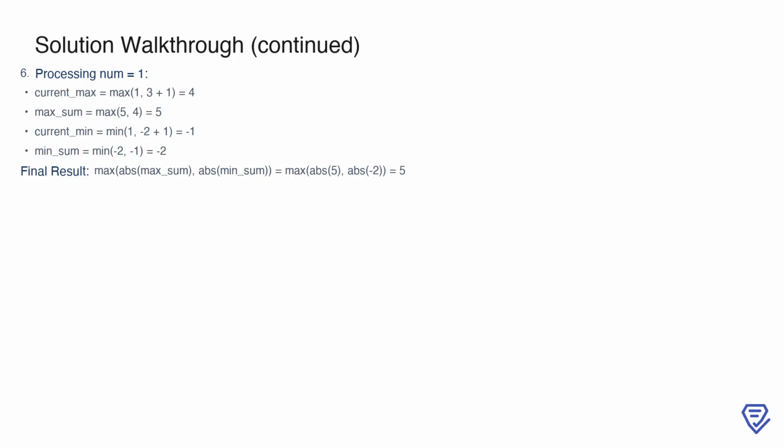The final result is determined as the maximum of the absolute values of max_sum and min_sum, which gives max(5, 2), resulting in 5. This process demonstrates how we can efficiently calculate the maximum absolute sum of any subarray using a single pass through the array while keeping track of both the maximum and minimum subarray sums.